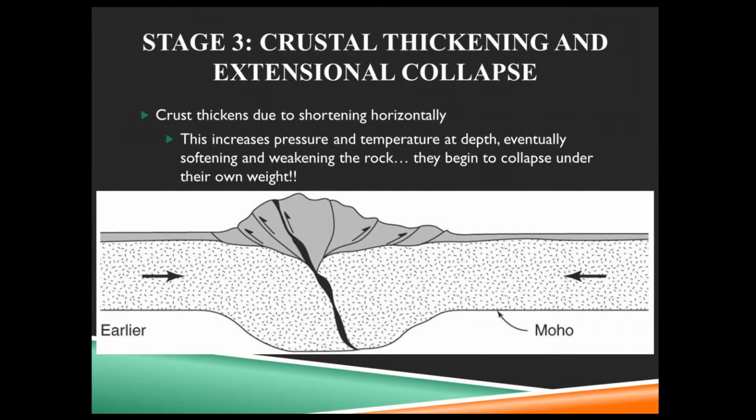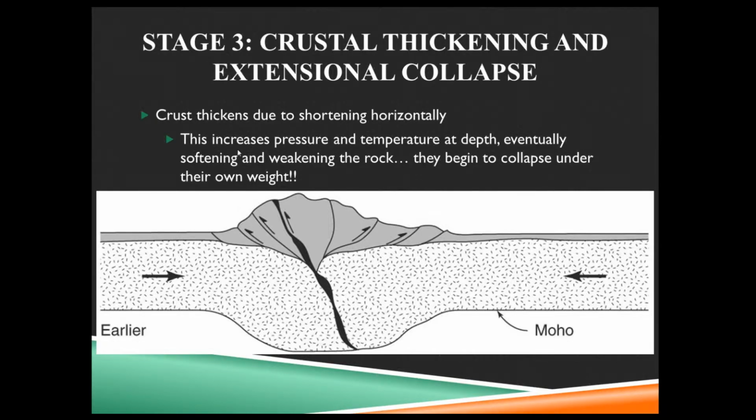So crustal thickening and then extensional collapse are the next stages. So initially it thickens due to the shortening. As you push it in from the sides, it gets thicker because you can't destroy the material. It has to go somewhere. It gets squished upward and downward.